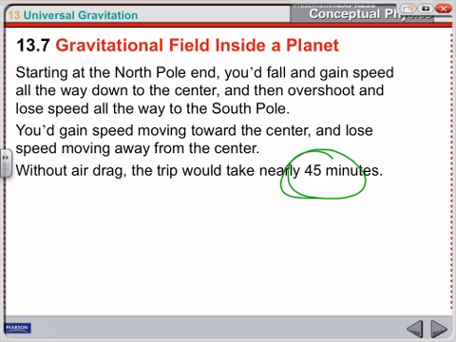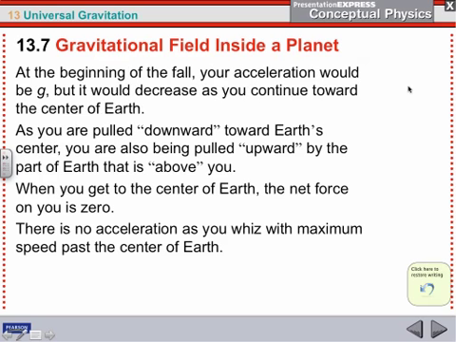Now, in my personal opinion, I think that's what we should do. We should drill holes through the Earth and make little cars that can travel through there. And man, you get from one side of the Earth to the other in 45 minutes. That's a heck of a lot faster than an airplane. I think that'd be great. So we need to come up with that so we can get from one side of the Earth to the other. Okay, so we've talked about most of this.